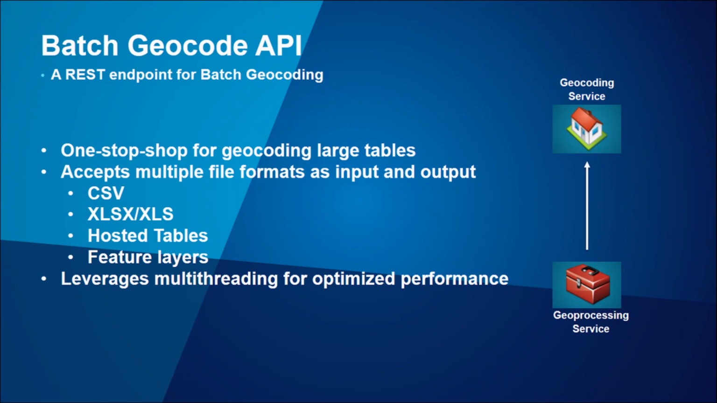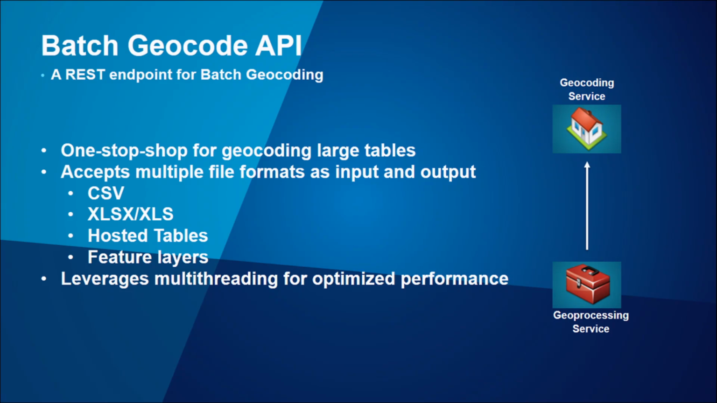And instead of inputting JSON and outputting JSON, it accepts multiple file formats as both input and output. So it accepts CSV tables, Excel tables, or hosted tables from your portal. So one thing to note with this API is that it is portal in, portal out. So it takes the file from your portal that you want to geocode, and it returns back the file or layer to your portal. And of course, returning back the file would just mean returning back the original file with additional columns appended, like the XY columns. And it returns back out either CSV, XLS, or feature layer.